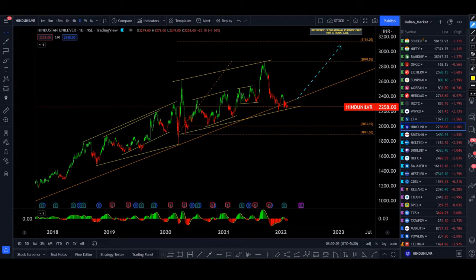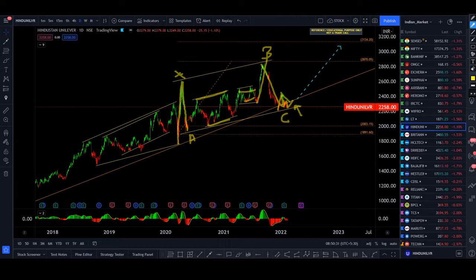Okay, so now let's look at Hindustan Lever, where it has completed the impulse followed by an A wave and B wave, with two corrections in it to complete the B wave. Now it has completed the C, and it made an impulse and a correction. So now if we get a breakout, this will be a good trade to enter.